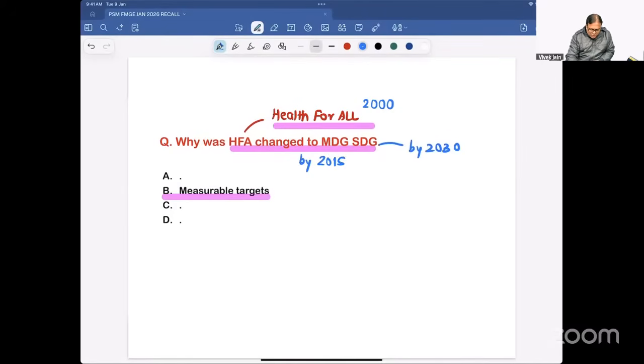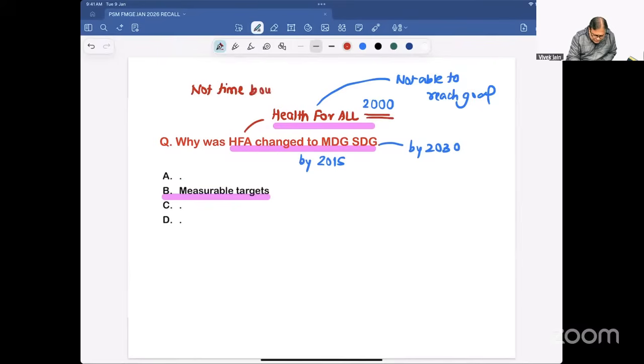Health for all was not able to reach its goal. So they broke down into targets easy to achieve. Yes, health for all initially was not time bound. Okay, this was one of the options you were seeing. Later, it became time bound that we should achieve it by 2000. Targets on time. Okay, target question was there. So measurable was not there.